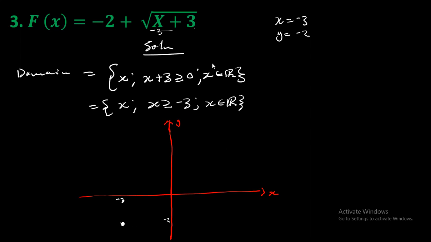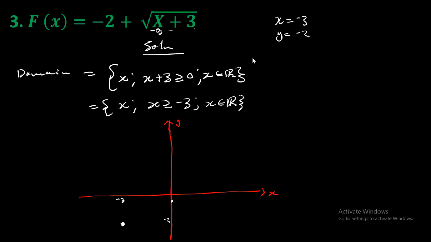And then let's quickly look at the point where x is 0. So when x is 0, what is y? When you put x there to be 0, this value will be what? Negative 2 plus square root 3, which is a little bit just beneath this part. Okay, and then we can also look at the point where this curve is cutting the x-axis.